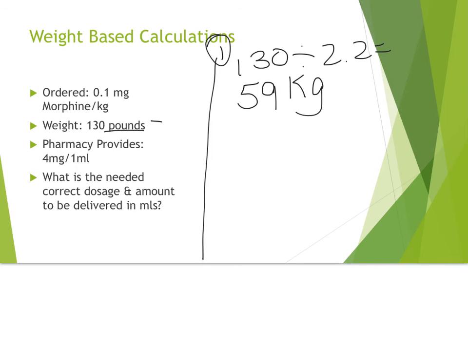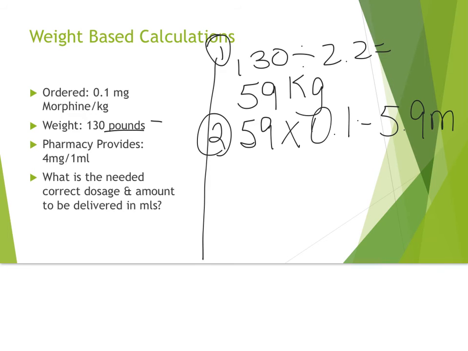Then we have to figure out what's the desired dose. So then we have to take that 59 kilograms times what the physician ordered, which was 0.1. So if we take 59 times 0.1, then we know we need 5.9 milligrams. And that is a weight-based calculation. That is our desired dose.